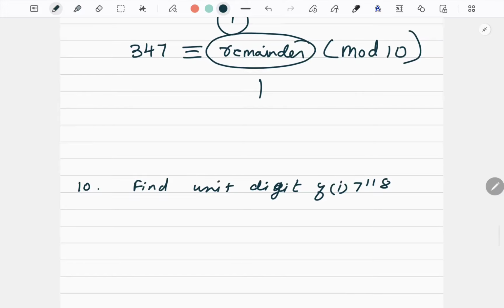Now see, find the unit digit of 7 to the power 118. Now this is a big number. Correct. And I am looking for this x when I have here mod 10.